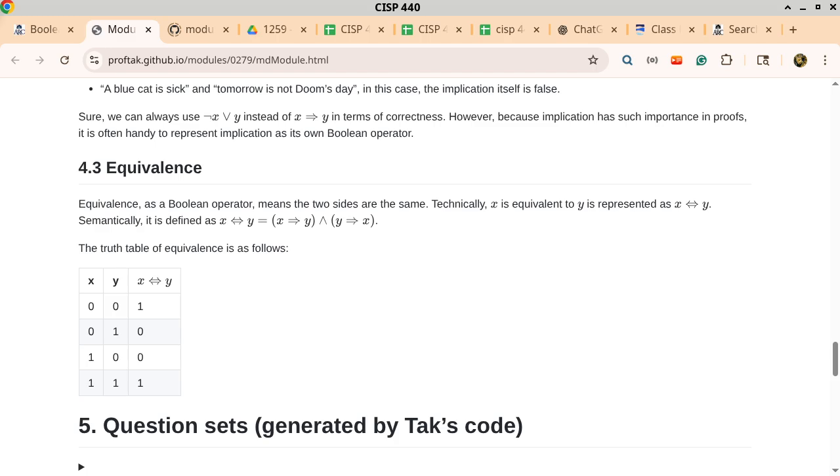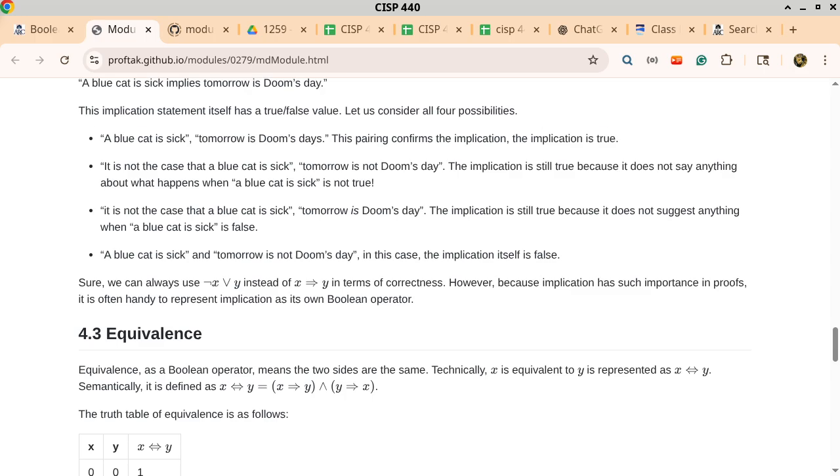So in the previous example, x is called the precedent, and in this example, x is going to be a blue cat is sick. The y is called the consequent, which is what happens if the precedent is true. So in that case, the consequent is going to be tomorrow is doomsday. So this is why.